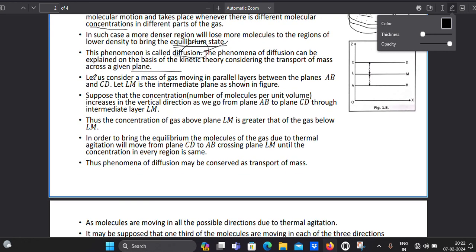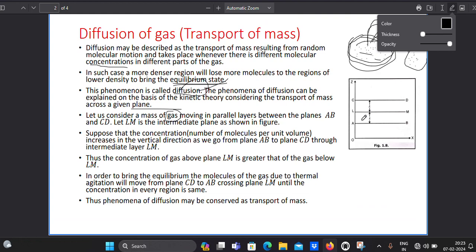Okay friends, next, let us consider a mass of gas moving in parallel layers between planes AB and CD. So consider the mass of gas moving in parallel layers between the planes AB and CD. Plane means like this, it is one plane, the AB plane, and it is parallel to the x-axis. And this is the CD plane, it is also parallel to the x-axis.